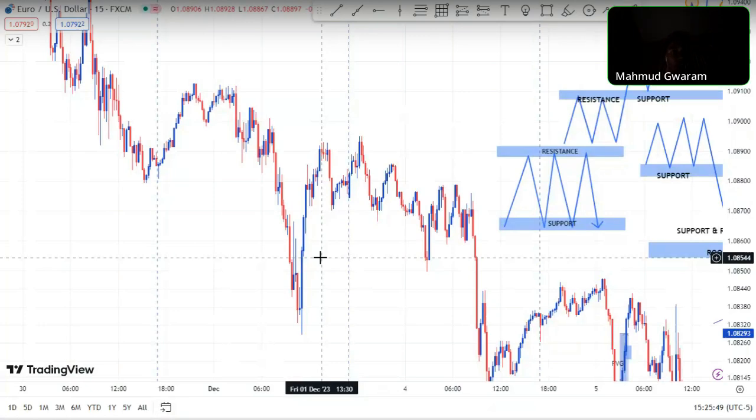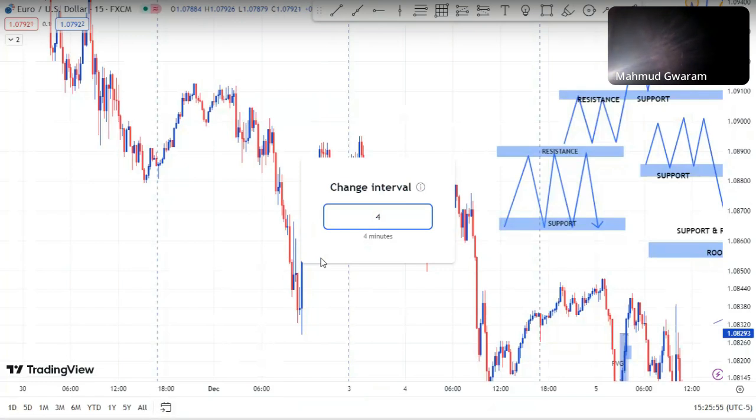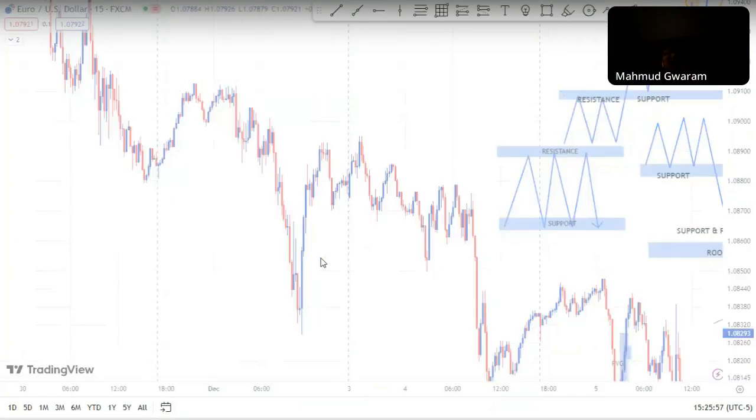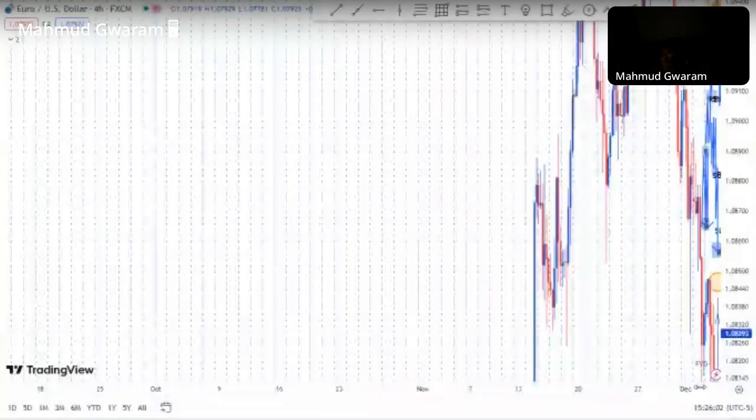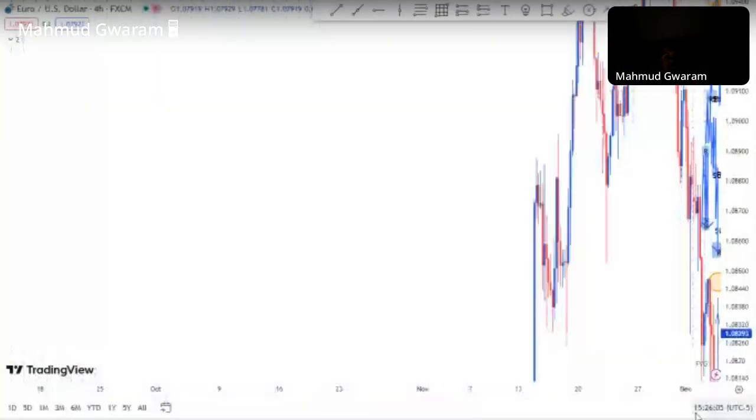That's it. All right, let's go to a higher time frame so that we can see what we are doing clearly. Maybe 4 hours. Yeah, 4 hours. Let's go to a 4-hour time frame. Let me remove this. I have to keep removing this so you guys can see session breaks.